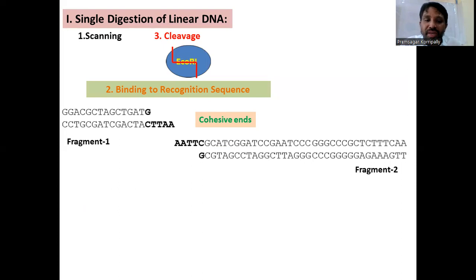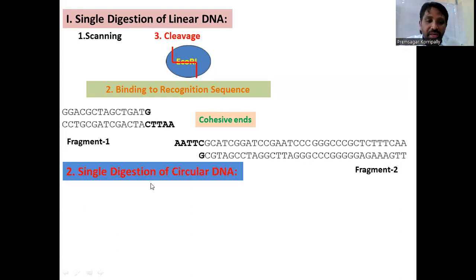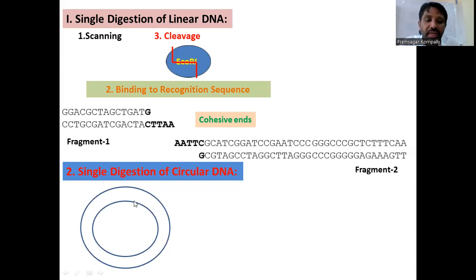So when a double strand DNA molecule has a single restriction site, after digestion, you get 2 DNA fragments. That's the linear one. When you compare with the circular one, you see single digestion of circular DNA. Here the substrate is in a circular shape, and having only one restriction site. That's again GAATTC.